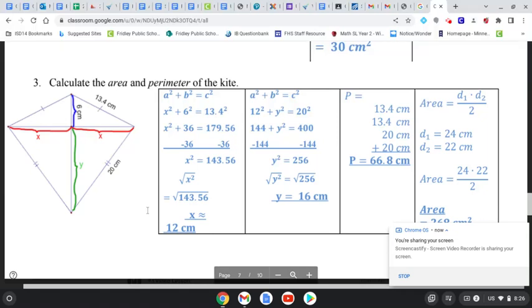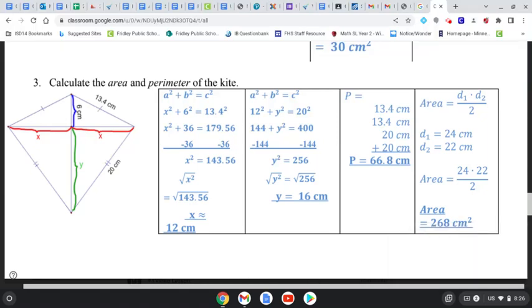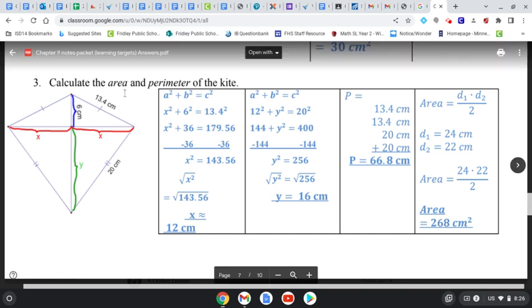All right, welcome to lesson 9.5, video 2. Here's our last problem. We're going to be looking at the area and perimeter of a kite. And we have our kite here. We're given dimensions of 6 centimeters and 13.4 centimeters here, and then 20.